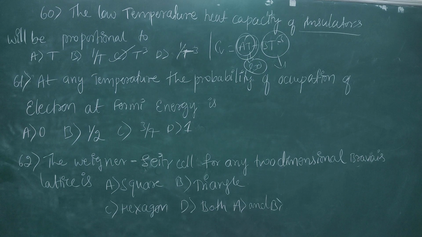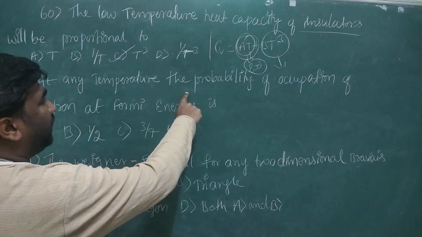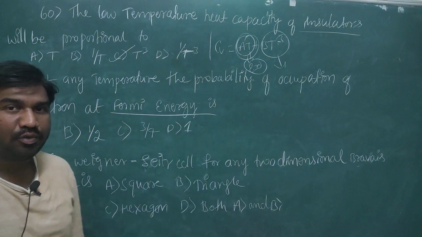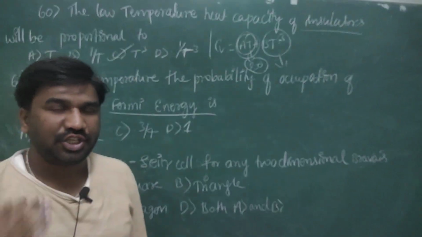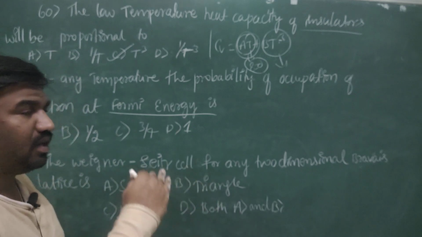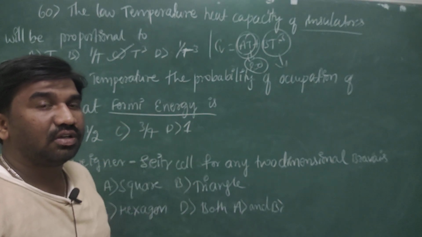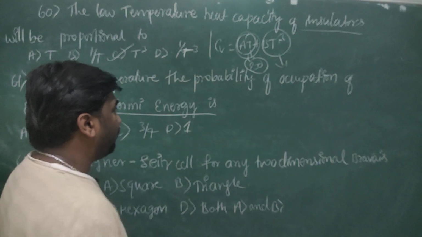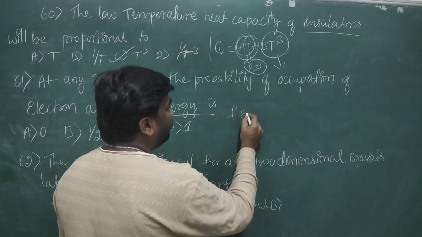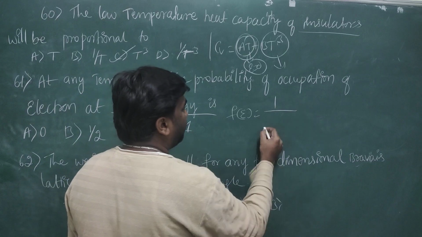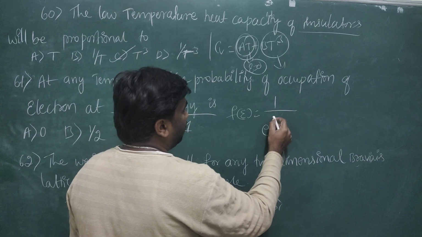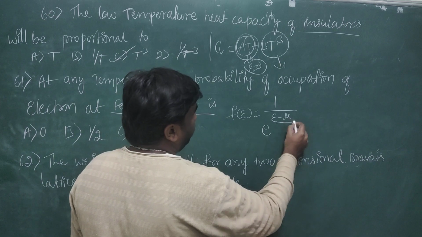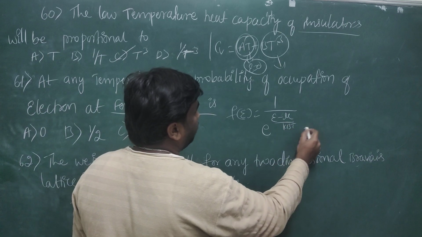Next, at any temperature, the probability of occupation of an electron at the Fermi energy. Fermi energy means the highest energy. In the energy levels, the highest filled energy level, the last filling energy level, is called the Fermi level, and we know that f of E is equal to 1 divided by e power (E minus mu) divided by kBT plus 1.